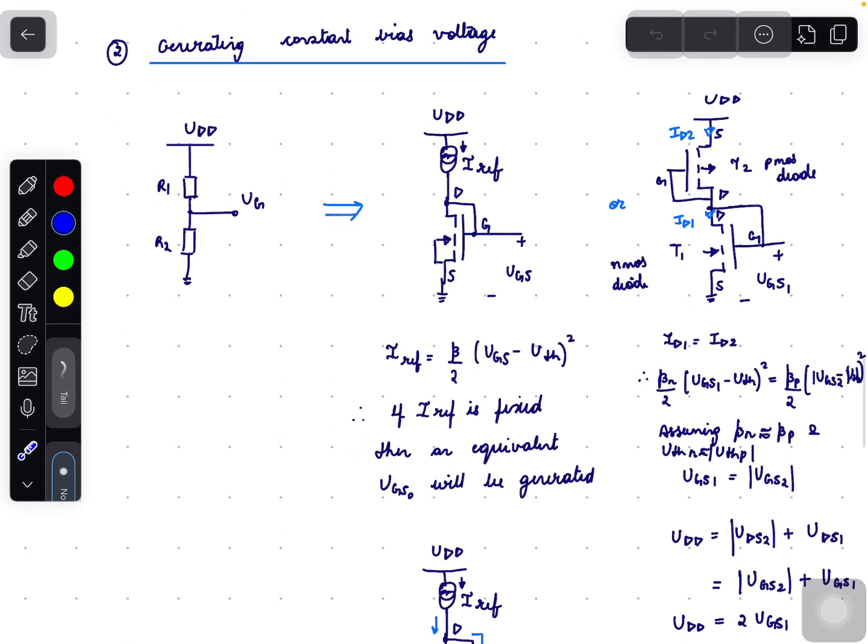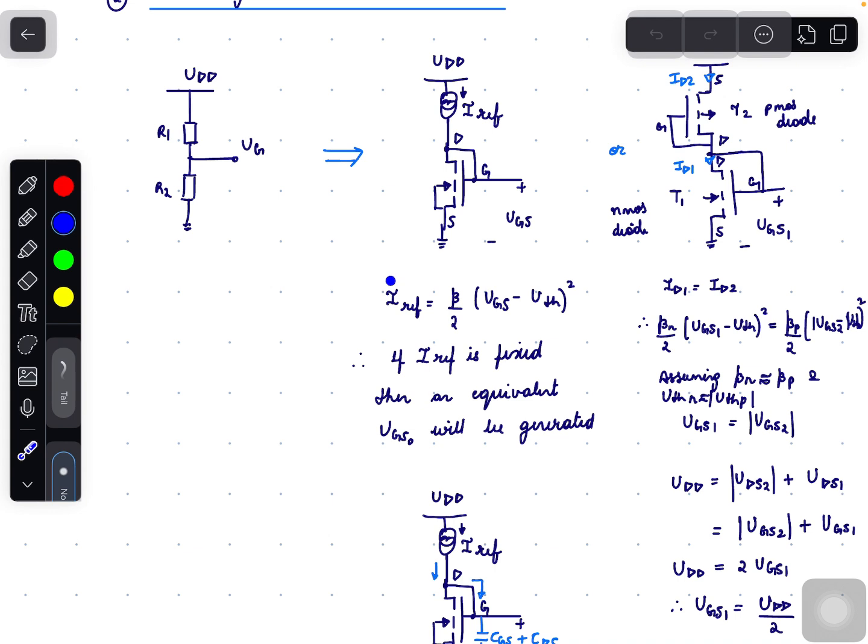So the first method is to use a constant current source and an NMOS diode. So in this circuit, constant current IREF flows through the NMOS diode, that is the drain of the NMOS diode. So the current IREF equals beta by 2 into VGS minus VTH square. IREF is fixed, then an equivalent VGS voltage will be generated. How does it happen?